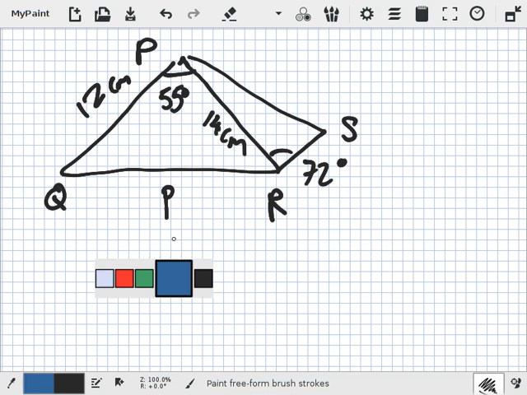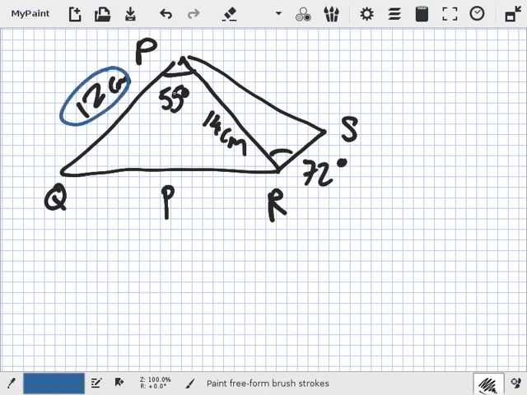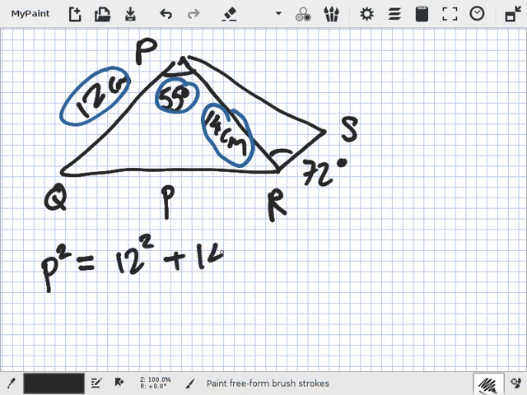And I'll circle what we have. We have this, and we have this. So what do you reckon? The cosine rule, very good. So maybe you can tell me what I need to write down. So I write down P squared equals what? 12 squared, 14 squared. And there's something before the cos, you're half there. There's a 2. 2 times 12 times 14, and now cos 55. Okay, very good.